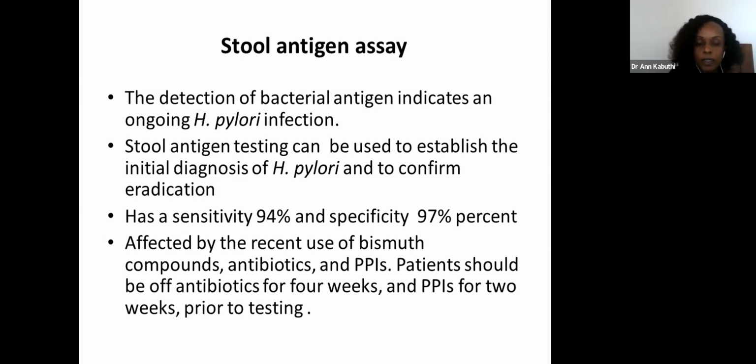So this test is affected by recent use of bismuth compounds, use of antibiotics, and also use of proton pump inhibitors. Therefore, when sending a patient for a stool antigen assay, you should make sure that this patient has not been on antibiotics for 4 weeks prior to the test and has also not been on proton pump inhibitors for 2 weeks prior to testing.